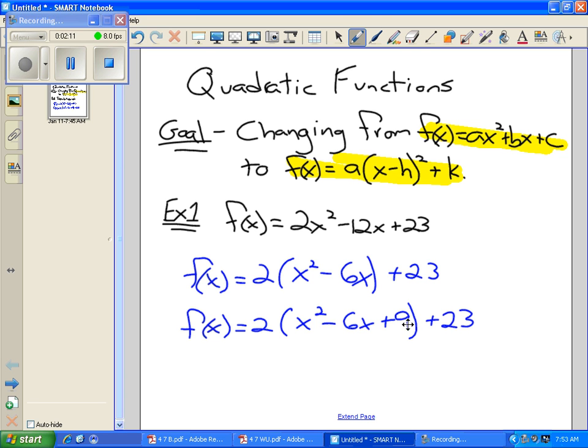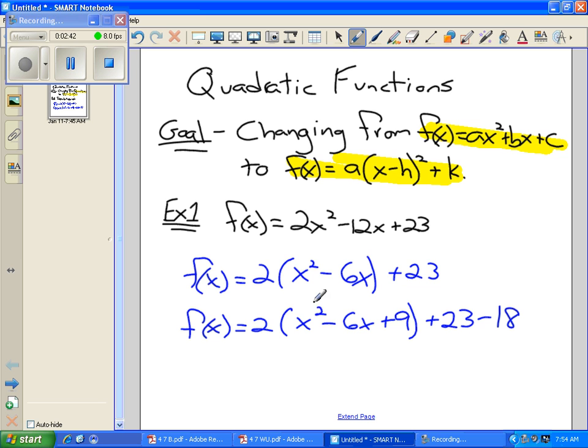Now if I add 9, I should subtract over here to balance things out, because if I just add 9 and don't do anything else, it changes the problem. It's no longer the same as what we started with. So if I add 9 here, really what I'm doing, since I have the 2 out here, is adding 18. Since I'm adding 18, I should subtract 18 here on the end, to balance things out so it still stays consistent with what we started with.